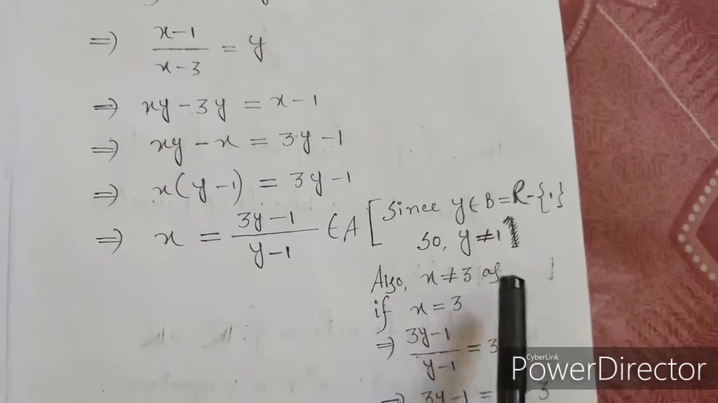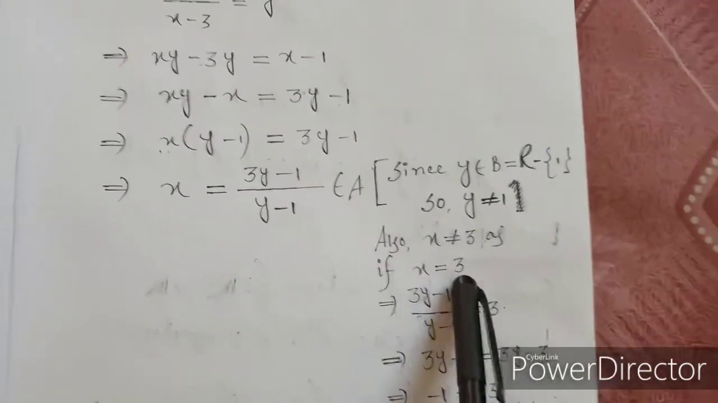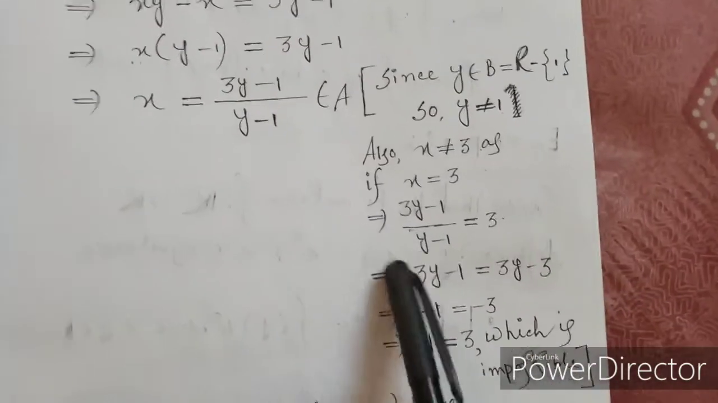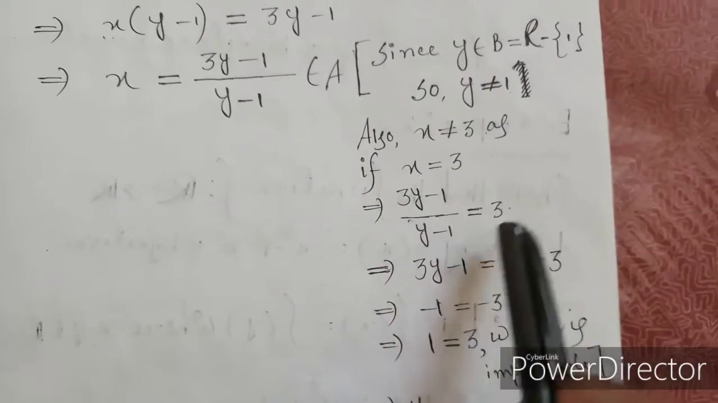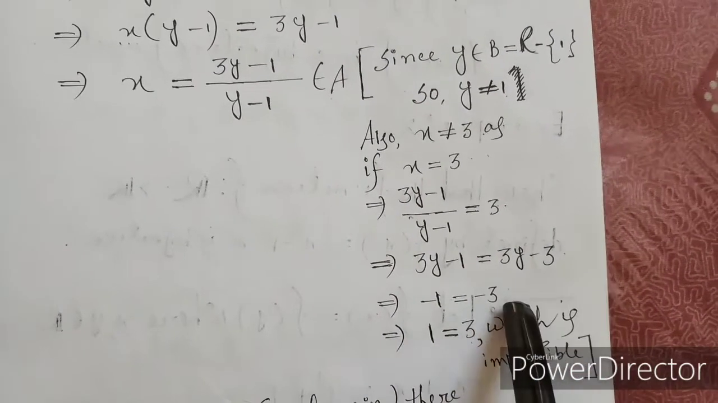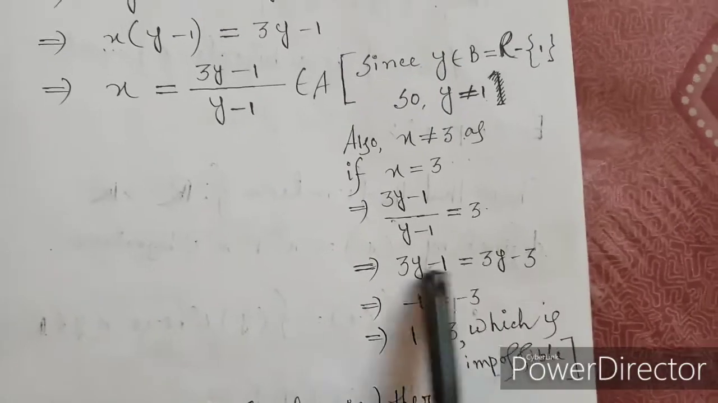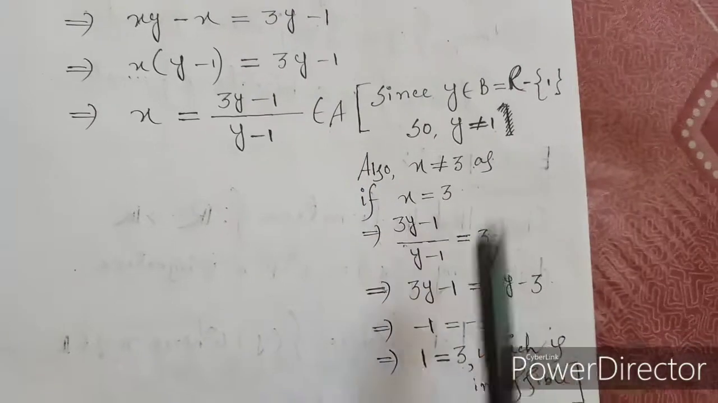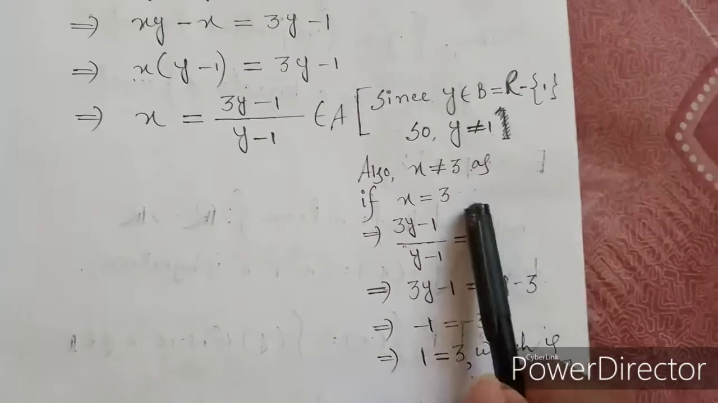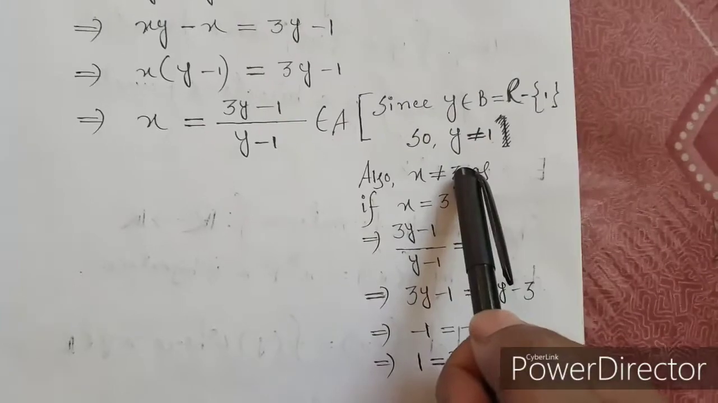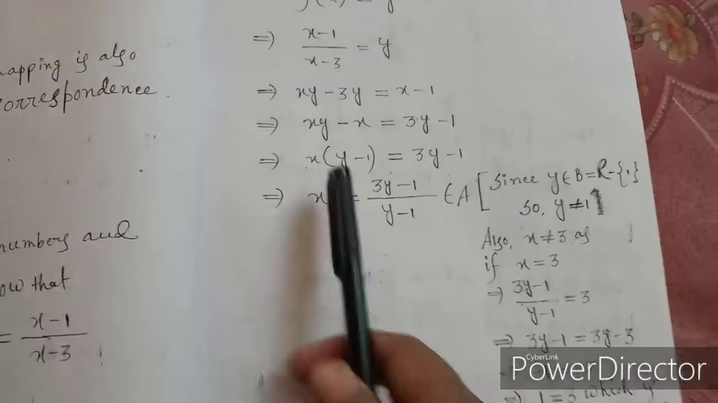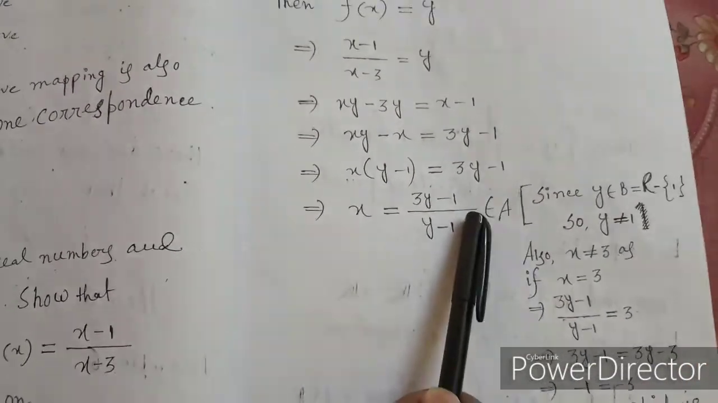Also x ≠ 3, as if x = 3, then what is the value of x? (3y - 1)/(y - 1), put it. So (3y - 1)/(y - 1) = 3, cross multiplying, -1 = -3, so 1 = 3, which is impossible. It cannot hold. So if you take x = 3, then 1 = 3, which cannot hold. Got it? So what is the conclusion? x ≠ 3. Sure. So we have x belongs to A, and that A is your domain.